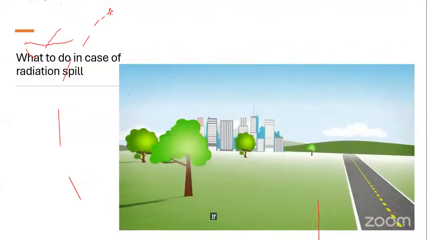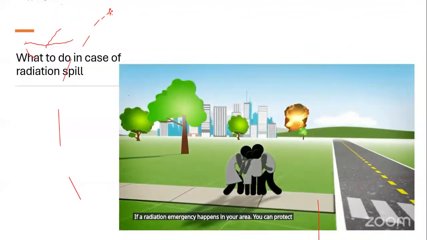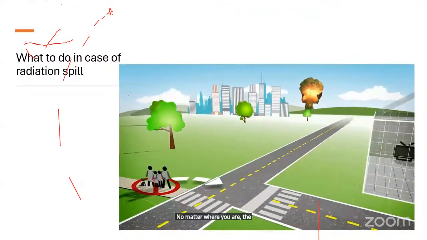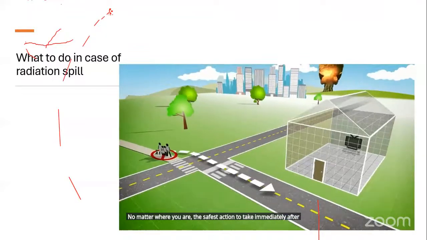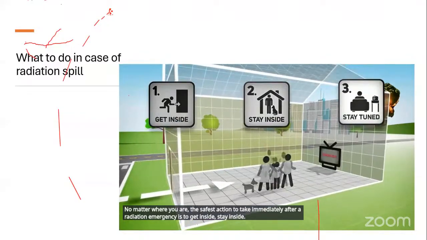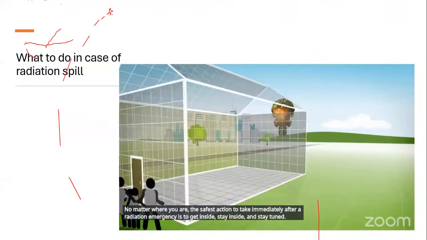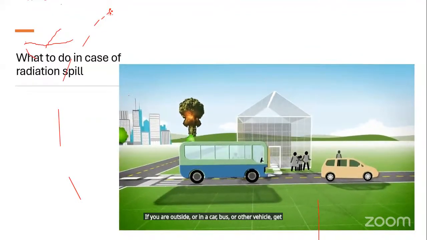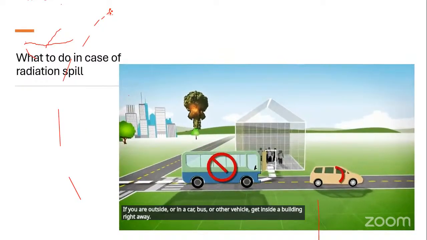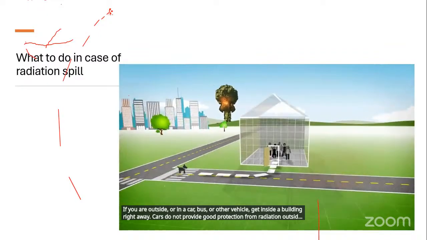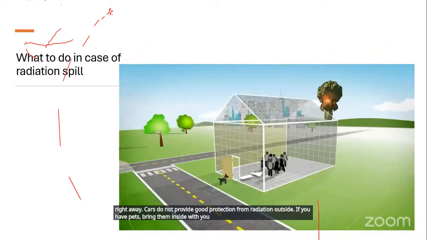If a radiation emergency happens in your area, you can protect yourself, your loved ones, and your pets. No matter where you are, the safest action to take immediately after a radiation emergency is to get inside, stay inside, and stay tuned. If you are outside or in a car, bus, or other vehicle, get inside a building right away. Cars do not provide good protection from radiation outside. If you have pets, bring them inside with you if you can.